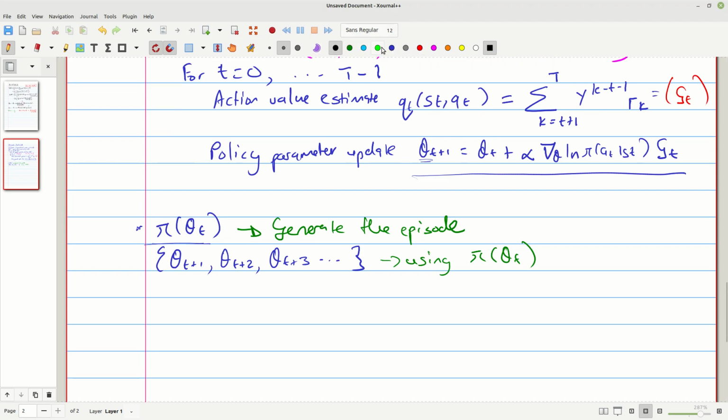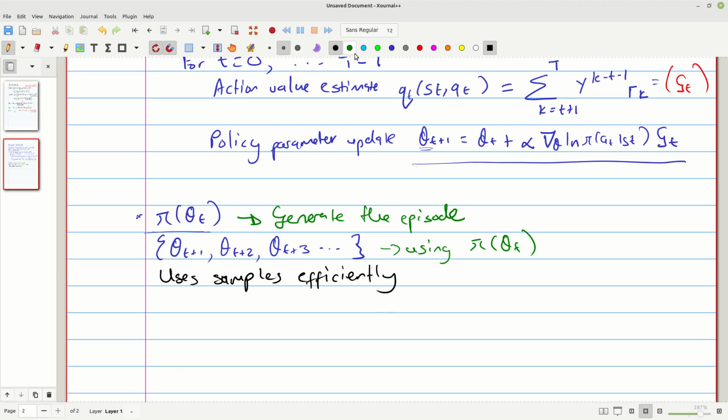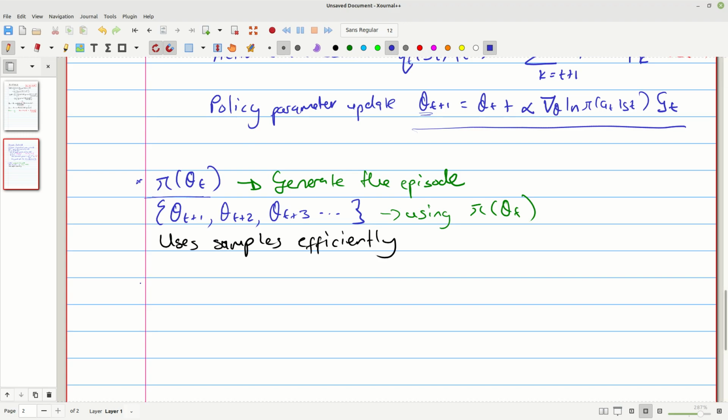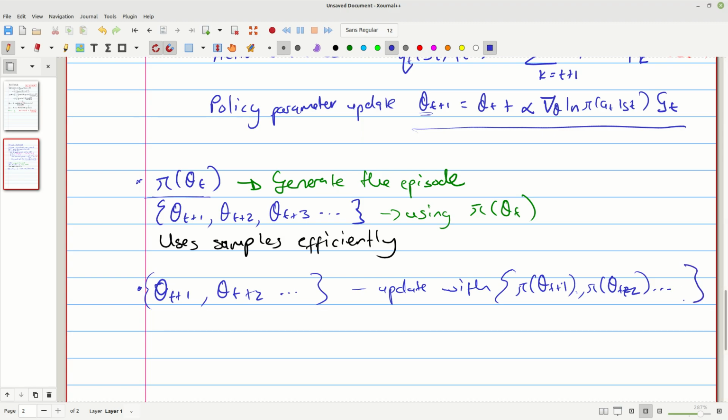So the advantage of doing this is it uses samples efficiently. The samples we're generating here, we're using them efficiently. However, if we're actually to follow the theory itself, the way you are supposed to be doing it is to say, let's say, we're updating theta t plus 1, theta t plus 2, and so on. But we should update them with pi theta t plus 1, pi theta t plus 2, and so on.